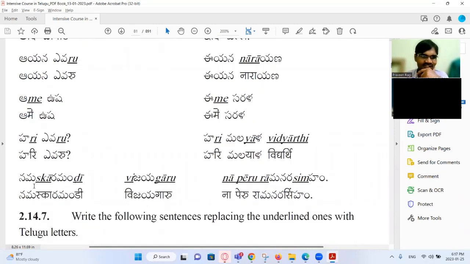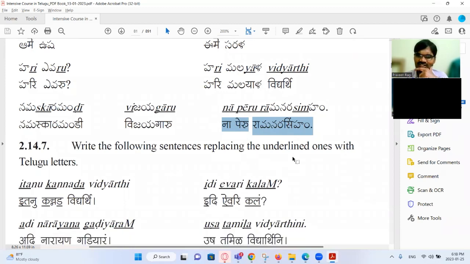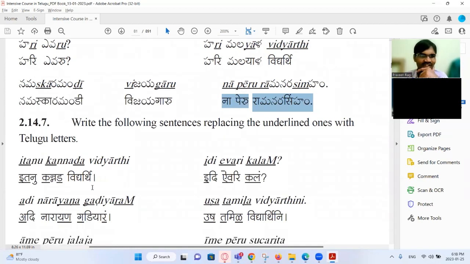You can read these things also. The sentence mentions the name Rama Narasimham. Okay. Next, we have: write the following sentences replacing underlined words with Telugu letters. This is a writing activity you can do later.